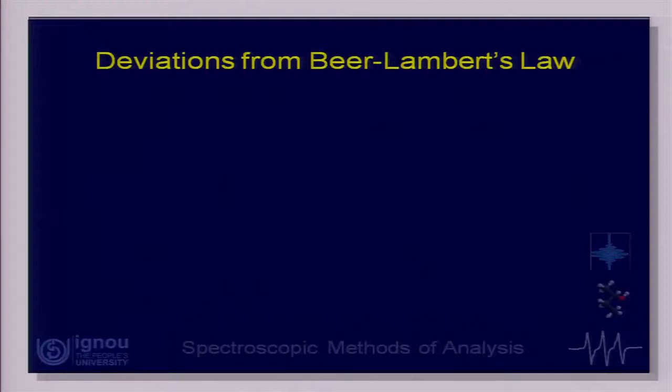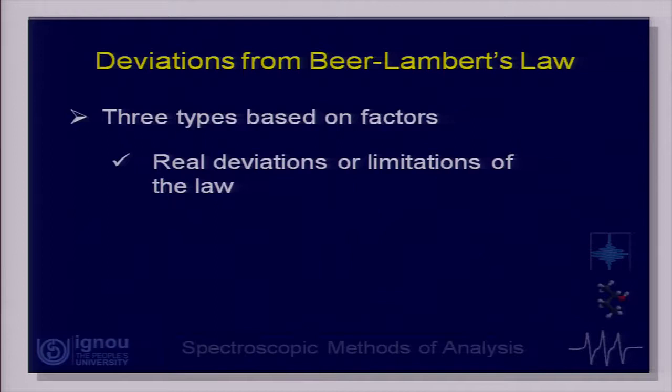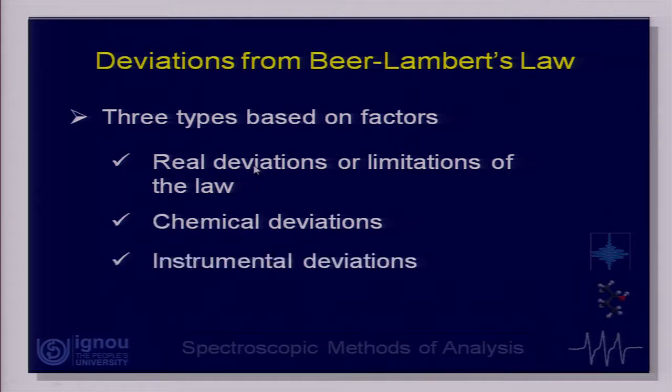Now, if I look at the different types of deviations, we can put the deviations from the Beer-Lambert law in three categories based on the factors responsible. The first one is called the real deviations, or they are also called the limitations of the law. The second category is the chemical deviations, and the third one is instrumental deviations. We will talk about each one of them one by one.